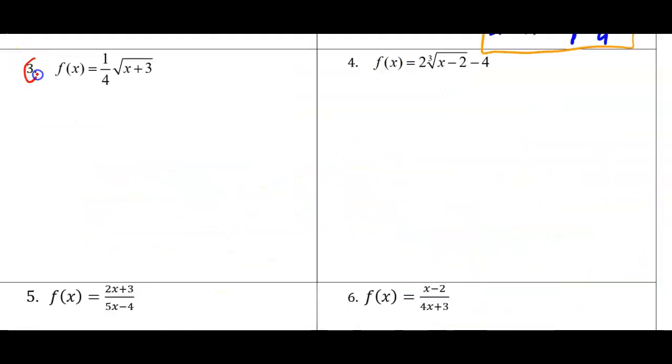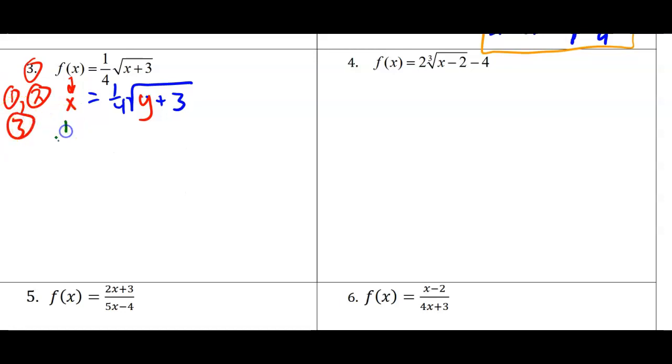So let's look at number 3. I'm going to sort of shortcut a little bit here. I'm going to combine steps 1 and 2, and I'm going to write it directly as x equals 1/4 square root of y plus 3. Okay? So step 3, solve. Again, I'm going to switch my order just because it's easier for me to solve whatever I'm solving for on the left.